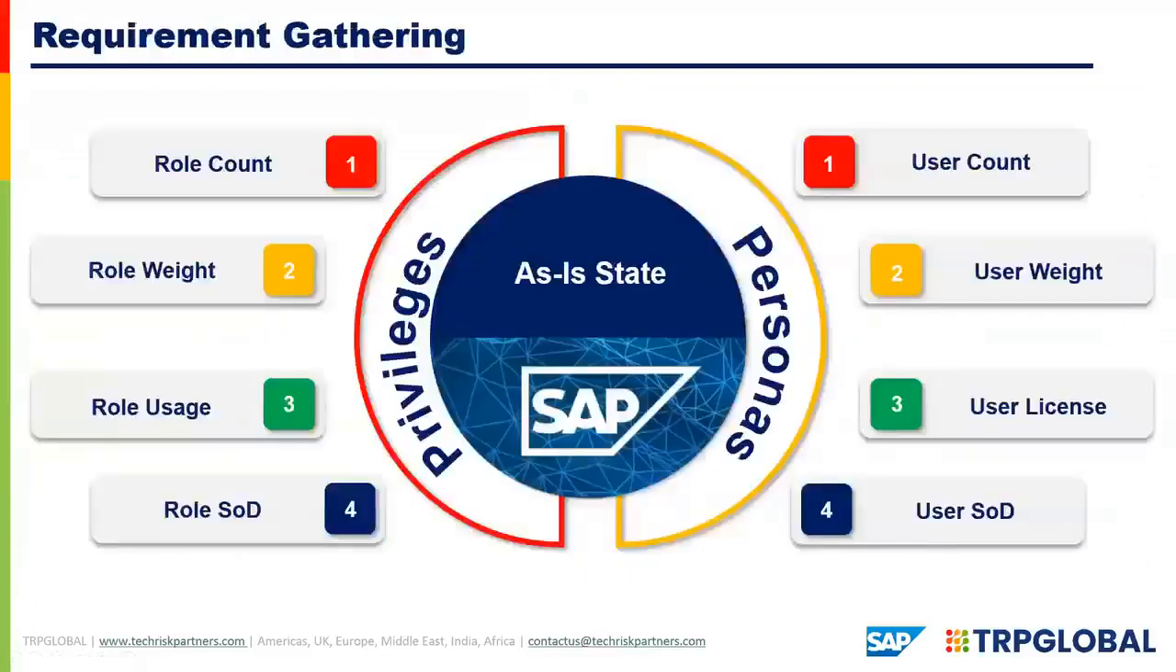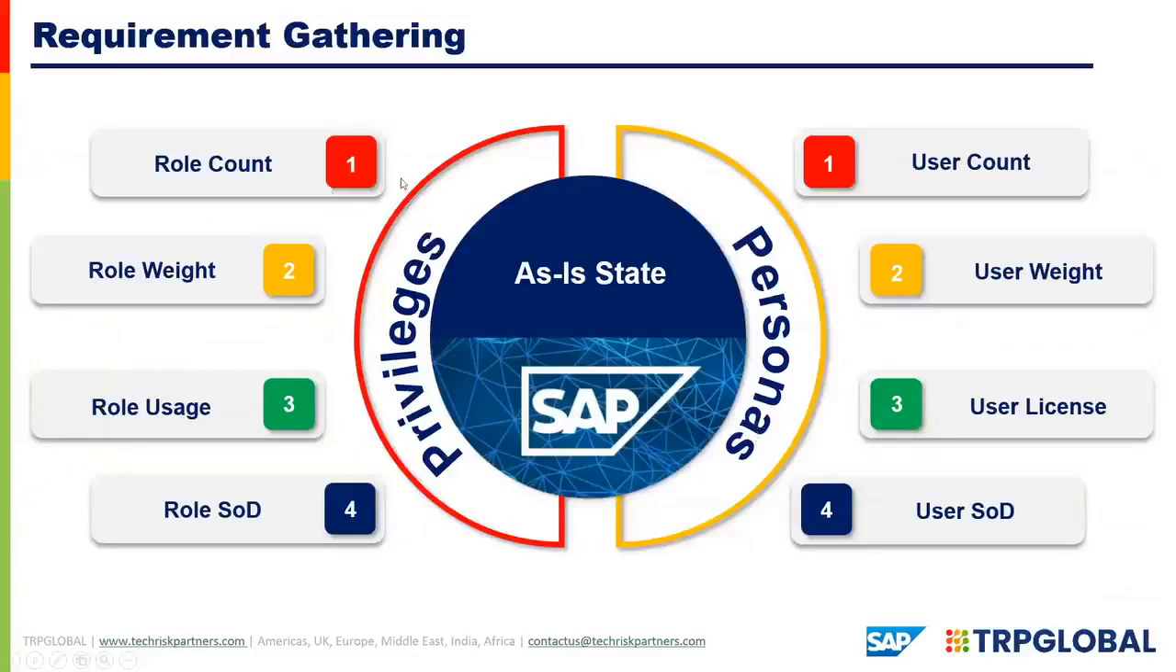Here are the different ways we can assess the as-is state of a customer. It can be divided into a privilege base or a persona base. Privilege base means we look at the details from a role point of view. Persona base means we look at the different views from a user point of view.